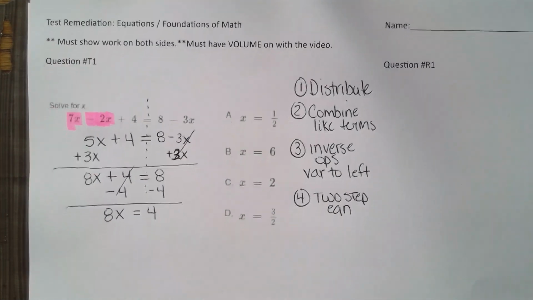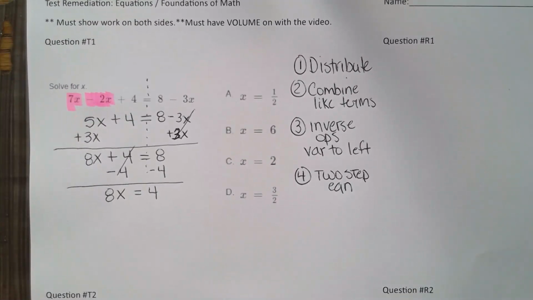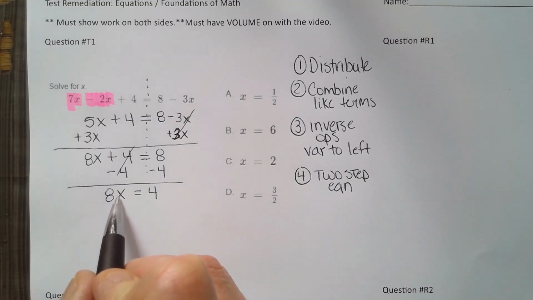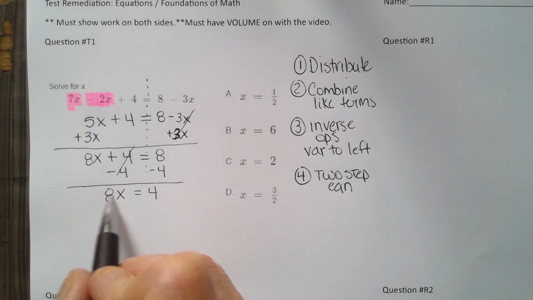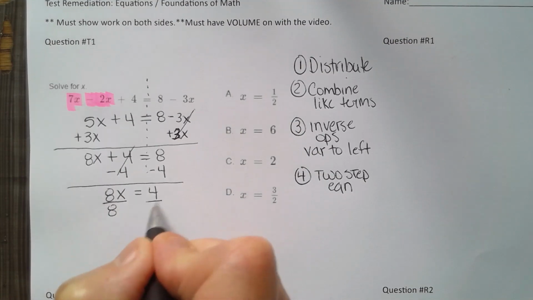And we're tempted just to stop here and think that the answer is 2, but we need to be careful. We need to follow through with the last step. I need to get the x isolated, and by itself the 8 is multiplied, so to get rid of it I'm going to divide both sides by 8.